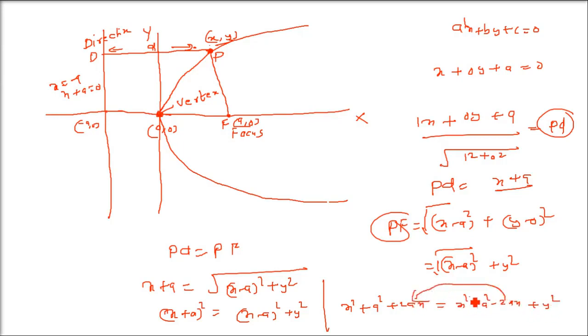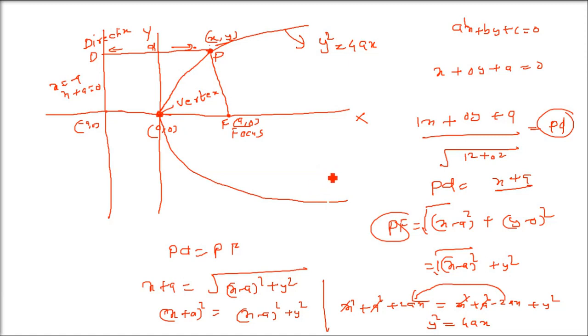So, taking terms to the left hand side, x square and a square cancel. So 4ax on the left hand side, y square on the right hand side, so y square equals 4ax. So this is the standard equation of a parabola, y square equals 4ax. So we will have 4 equations like this.